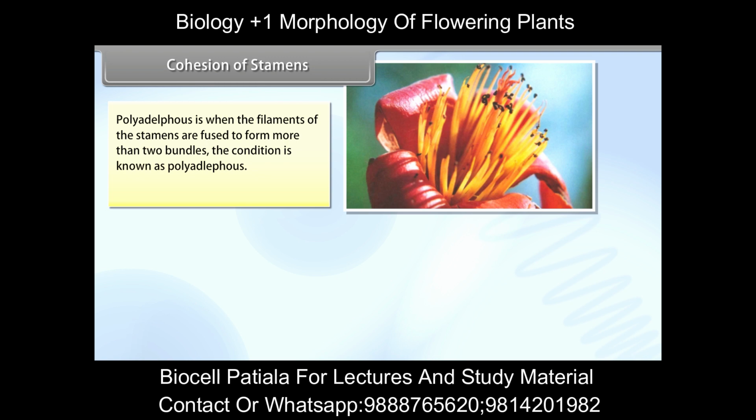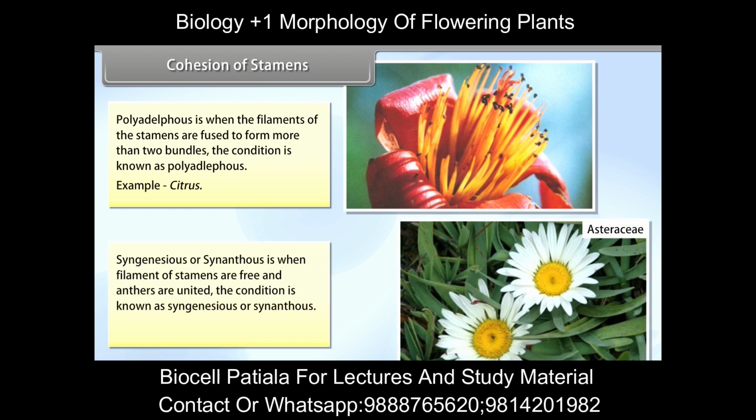Polyadelphous is when the filaments of the stamens are fused to form more than two bundles. The condition is known as polyadelphous. Example, citrus. Syngenesious or synanthous is when filaments of stamens are free and anthers are united. The condition is known as syngenesious or synanthous. Example, Asteraceae.